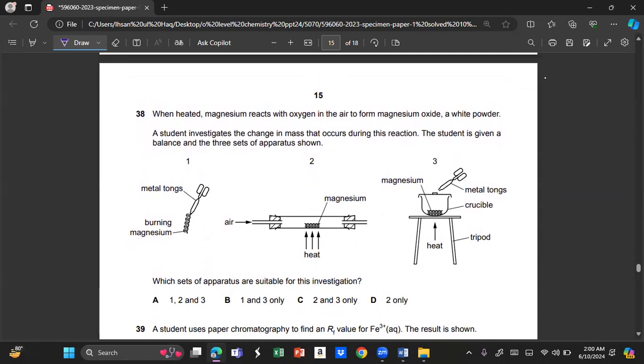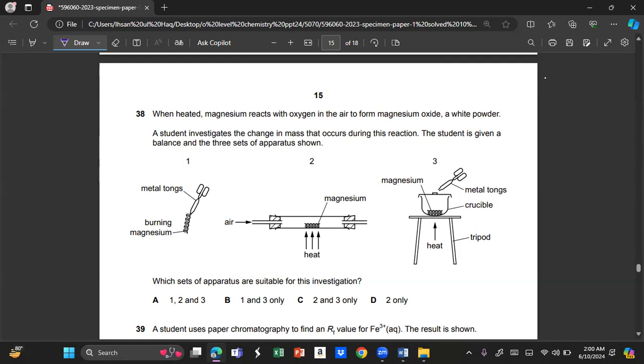Now, question number 38. When heated, magnesium reacts with oxygen in the air to form magnesium oxide, a white powder. A student investigates the change in mass that occurs during this reaction. The student is given a balance and the three sets of apparatus as shown. In option 1, we have metal tongs and burning magnesium ribbon. Option 2, we have magnesium, a heating system, a glass tube, and air as well. Oxygen is needed for burning.